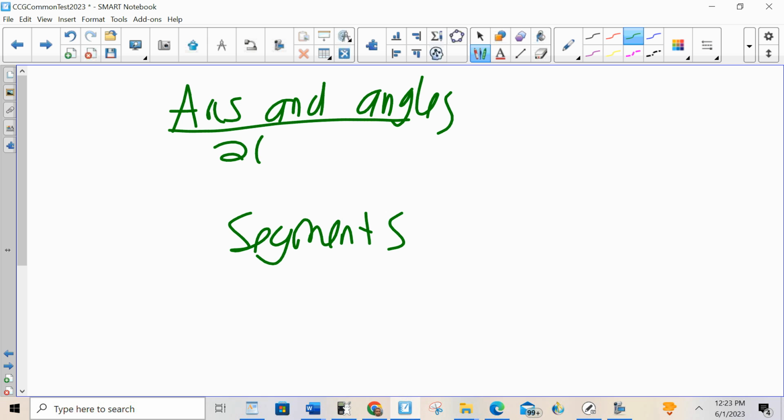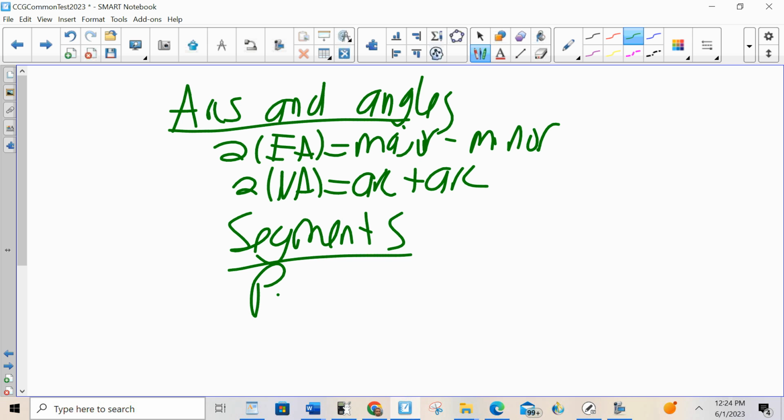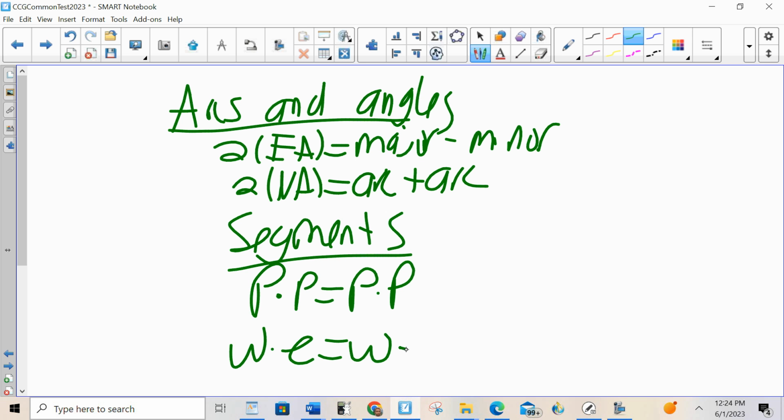2EA equals major minus minor. 2VA equals arc plus arc, and for segments, use PP and WE. These are your big four.